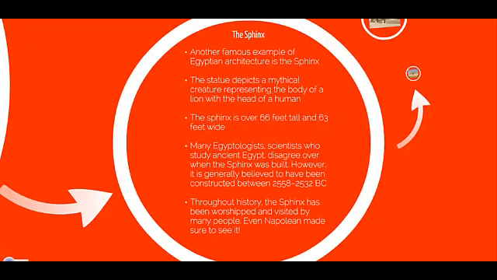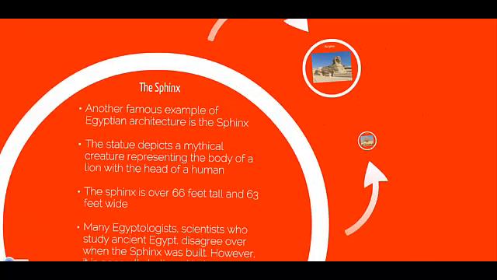Next we have the Sphinx. The statue depicts a mythical creature representing the body of a lion with the head of a human. The Sphinx is over 66 feet tall and 63 feet wide. Many Egyptologists, scientists who study ancient Egypt, disagree over when the Sphinx was built. However, it is generally believed to have been constructed between 2558 and 2532 BC. Throughout history, the Sphinx has been worshipped and visited by many people. Even Napoleon went to see it. Here are some pictures of the Sphinx.